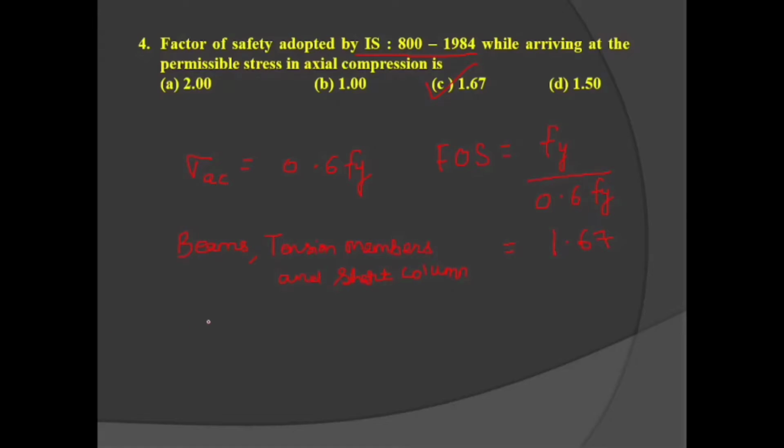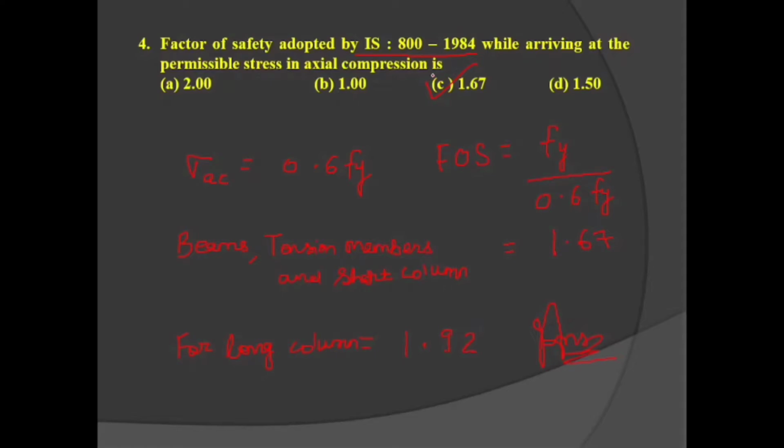Whereas for long columns, this value is not equal to 1.67. This factor of safety is taken as 1.92. A very important value. This is our answer. So option C is correct, that is 1.67.